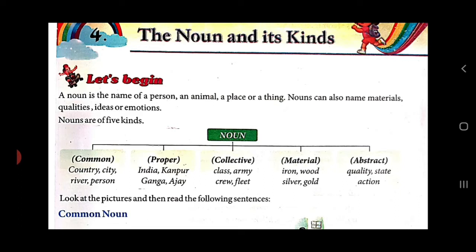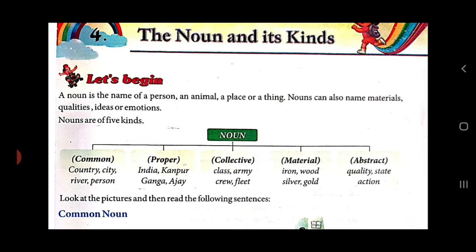First of all, under common noun: country, city, river, person. Now these are commonly used names, children. Country, it can be any country. City, it can be any city. River, any river. Person, any person.